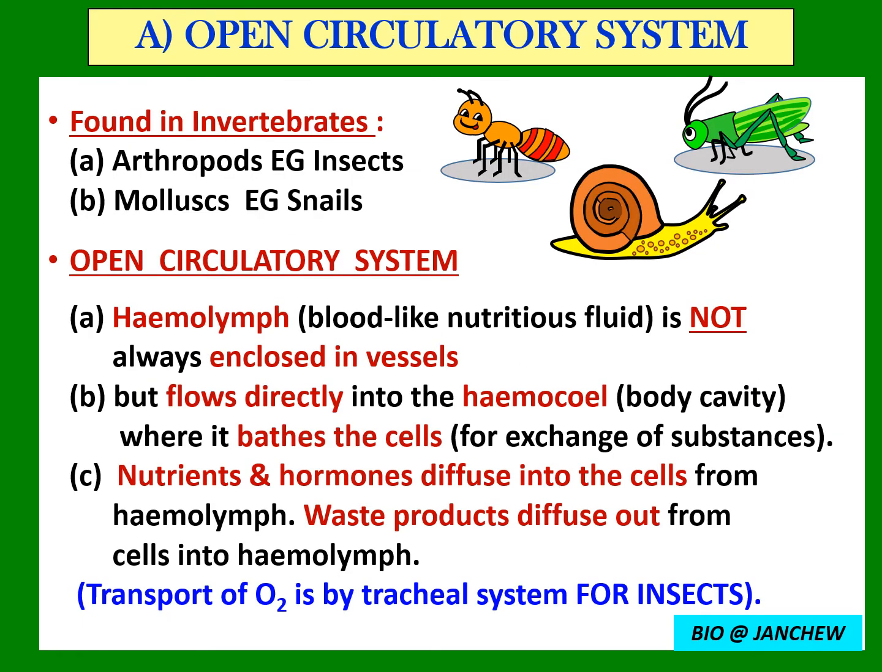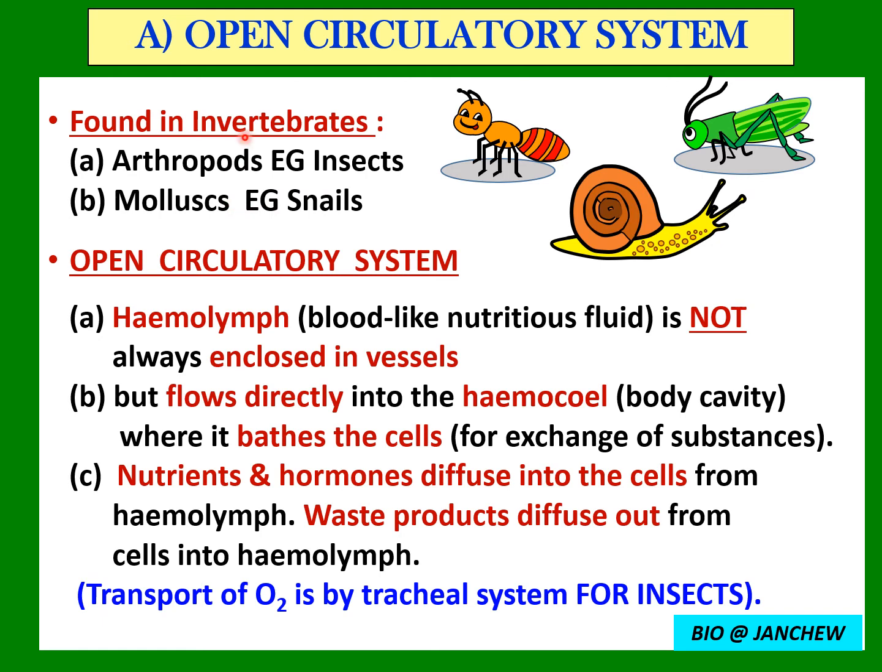So what is the open circulatory system? This system is found in the invertebrates, such as the arthropods. Arthropods are organisms with segmented body parts, a segmented body, segmented legs, for example. These include the insects and the prawns and crabs.